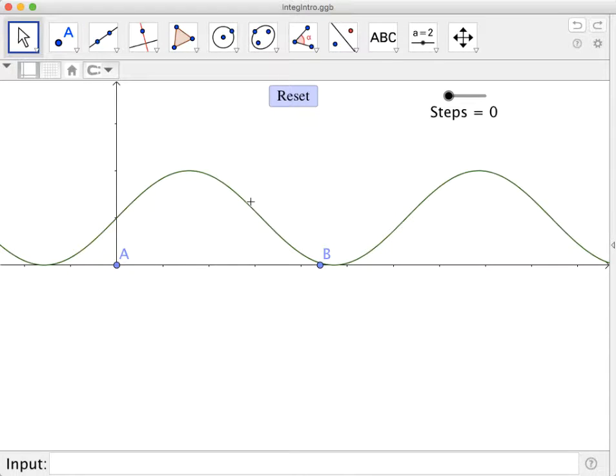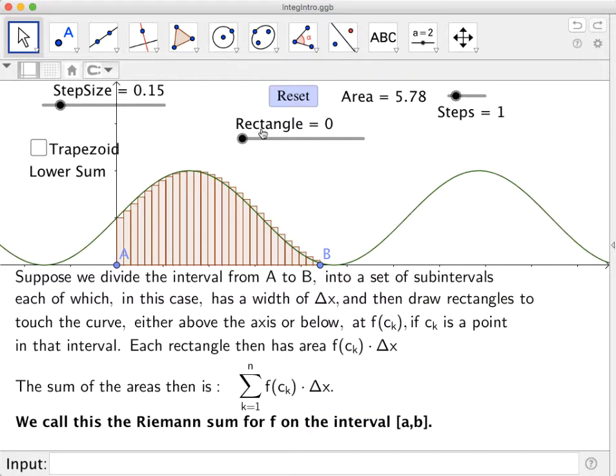Suppose we start with a given curve representing a function, as we have here. And then we just say we're going to break this interval between a and b into a set of subintervals. And we'll say that they're going to be of equal size, so we can call that maybe delta x. And then we're going to construct some rectangles.